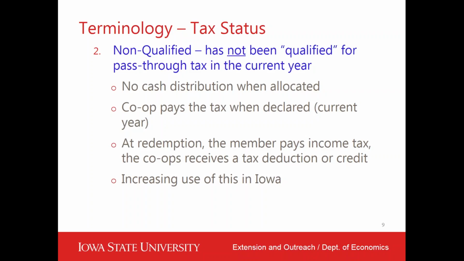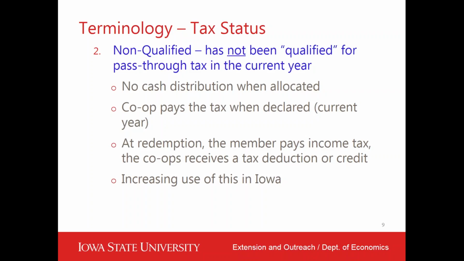So I'll use an example of Farmers Cooperative, and I'm using that generically, not FC, the former component of Landis. When this Farmers Cooperative issues a non-qualified allocation in the current year, let's say that's year 2016, the co-op will pay the tax on that allocated patronage, that allocated equity, in this year. When that's finally redeemed out, that tax then becomes a tax credit to the cooperative and then becomes a tax liability to the member when it's finally redeemed out.